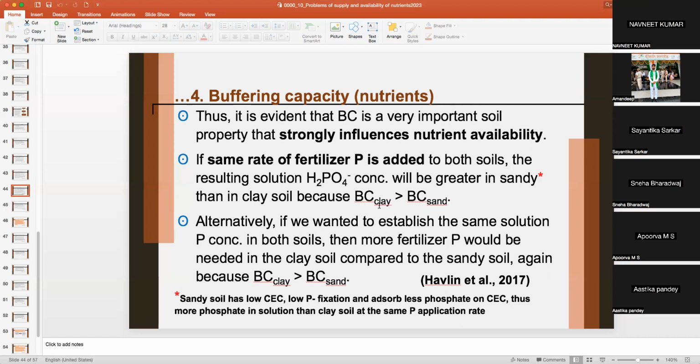Therefore, if you remember, you must have seen the case of herbicide use. I think in heavier soil, you need more herbicide compared to lighter soils. The dose of herbicide is more under identical conditions if your soils are heavier or clay texture. So you can understand the reason why this happens. Sandy soils have low cation exchange capacity, low P fixation, and adsorb less phosphate on CEC. Thus, more phosphate is available in the solution compared to the clay soils.